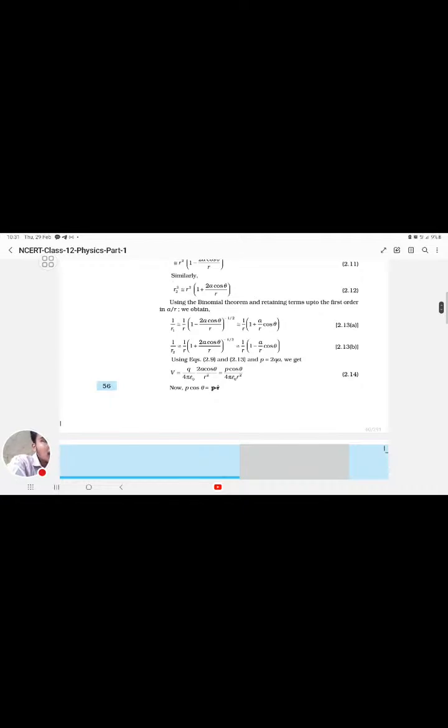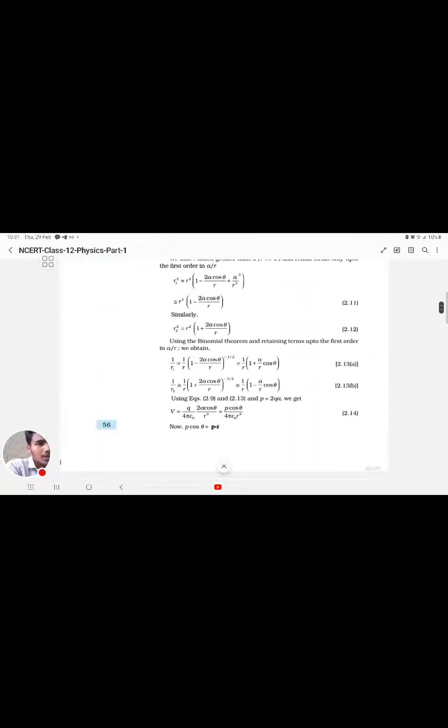Using equations 2.9 and 2.13 and p equal to 2qa, we get V equal to q by 4 pi epsilon naught times 2a cos theta by r square. We are making use of the fact that the dipole moment is equal to 2qa, and of the potential at point P due to the charges, using the superposition principle: 1 by 4 pi epsilon naught times q by r1 minus q by r2.